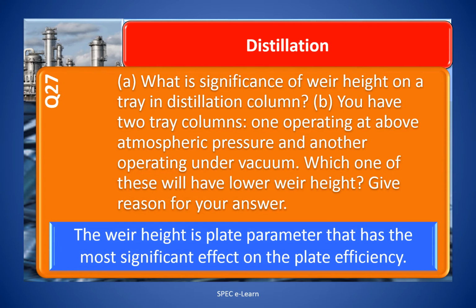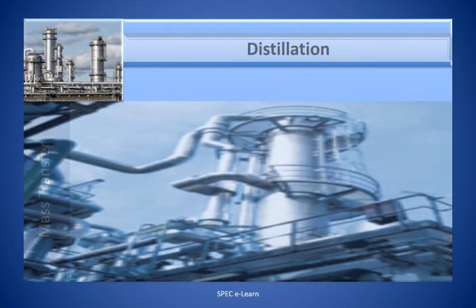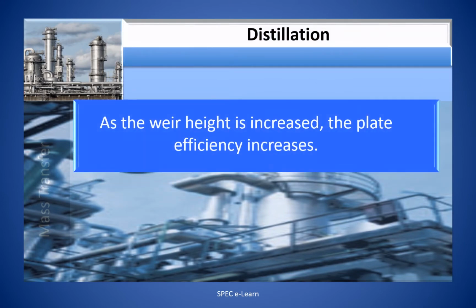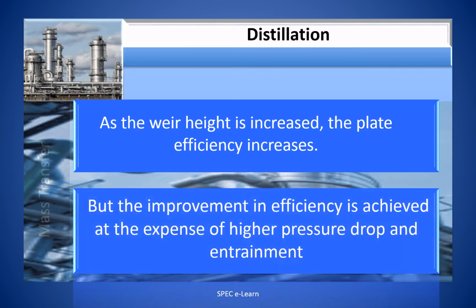Your time is up. The answer. The weir height is the plate parameter that has the most significant effect on the plate efficiency. As the weir height is increased, the plate efficiency increases. But the improvement in efficiency is achieved at the expense of higher pressure drop and entrainment.